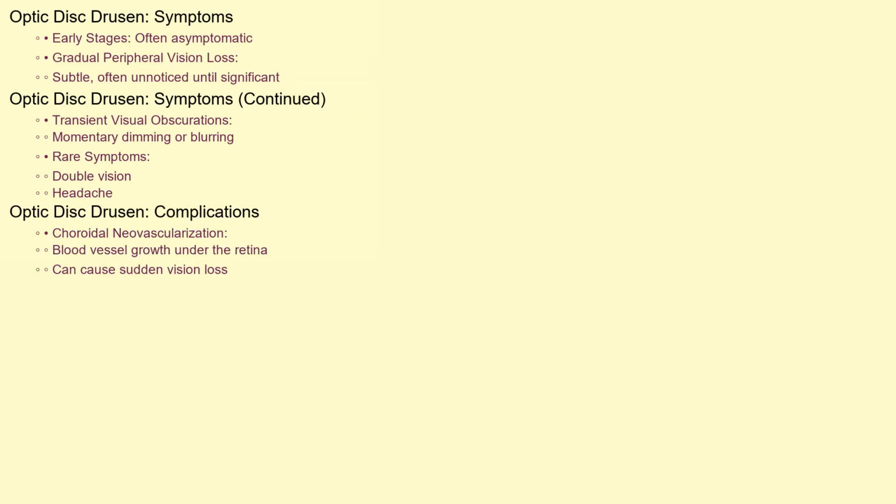Many people with optic disc drusen have no noticeable symptoms, particularly in the early stages. However, as the condition progresses, individuals may experience gradual peripheral vision loss. This loss can be subtle and often goes unnoticed until significant damage has occurred. Other possible symptoms include transient visual obscurations, where vision momentarily dims or blurs, and rarely double vision or headache. In some cases, complications like choroidal neovascularization, or blood vessel growth under the retina, can cause sudden vision loss.